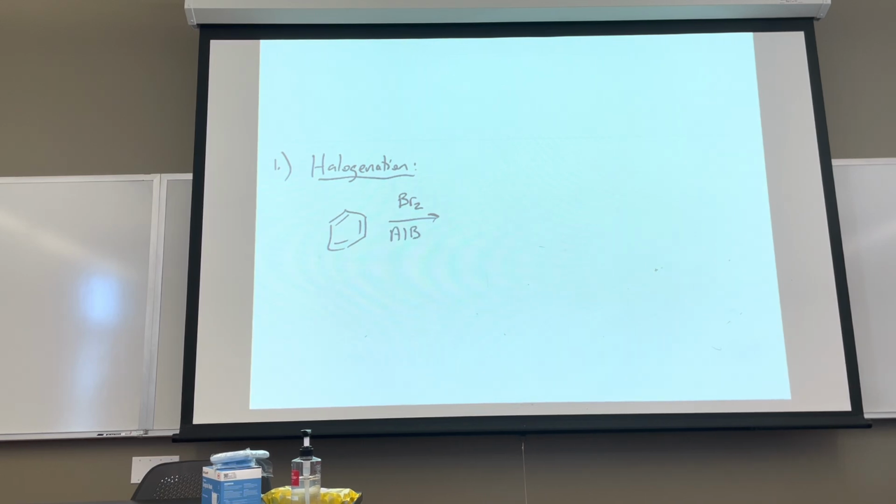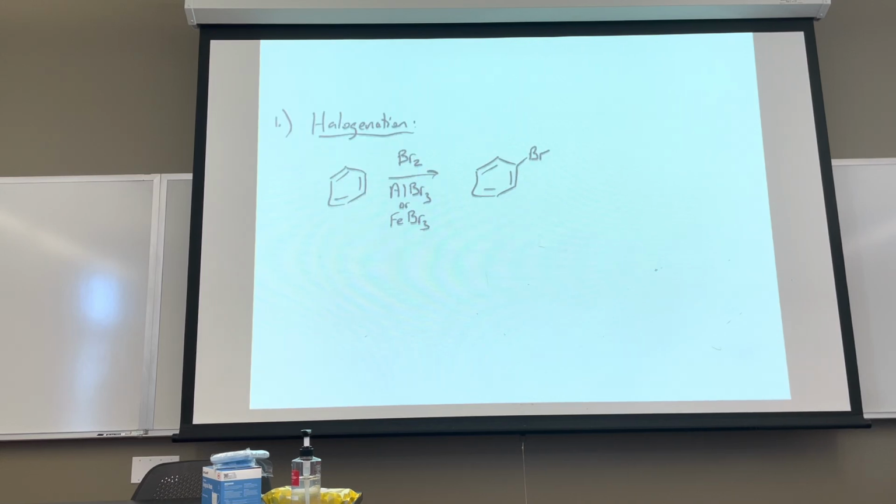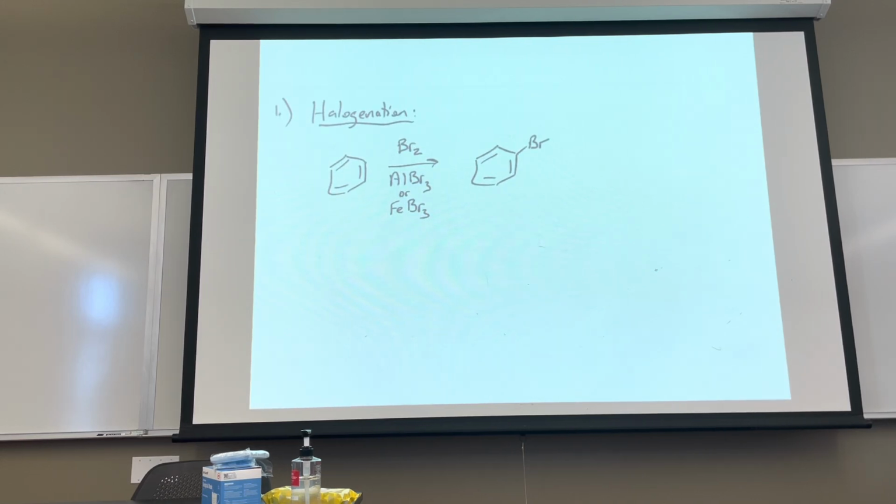Aluminum bromide is a common one. Iron bromide is a common one. Some kind of a Lewis acid. And we'll go through the mechanism of this in just a second. But ultimately what that will do is allow you to put the bromide on the ring. So what I want to look at first is, what is the purpose of the Lewis acid? Why is it that it converts the Br2 into such a strong electrophile?